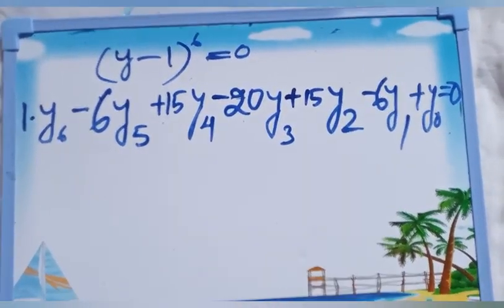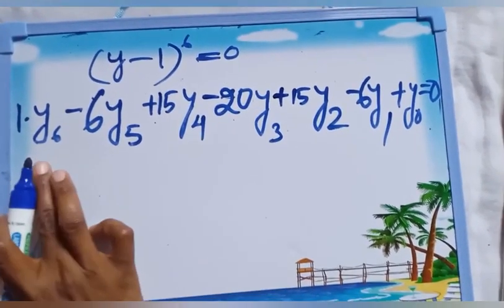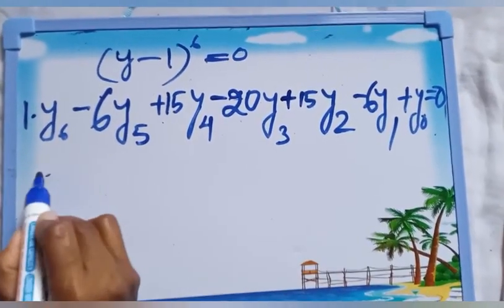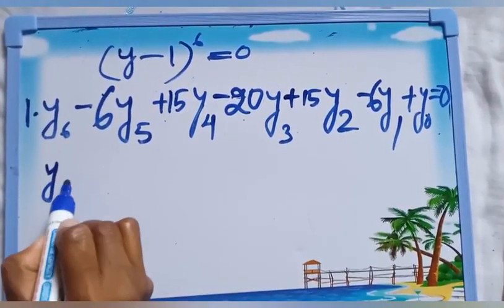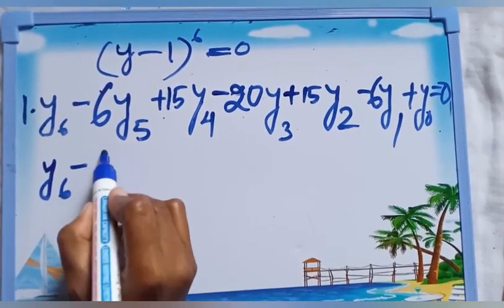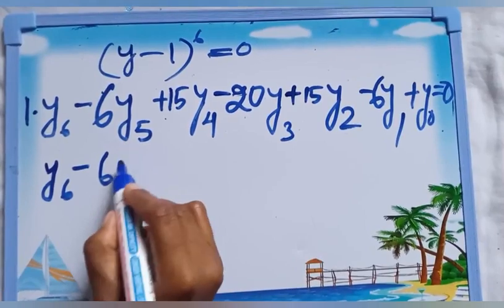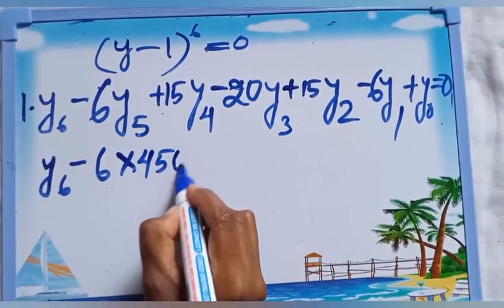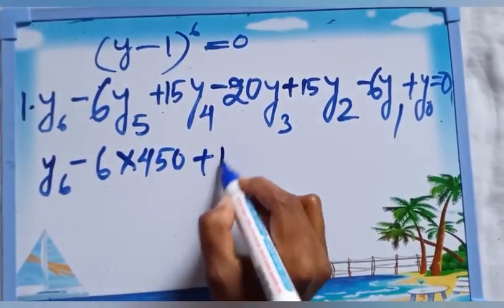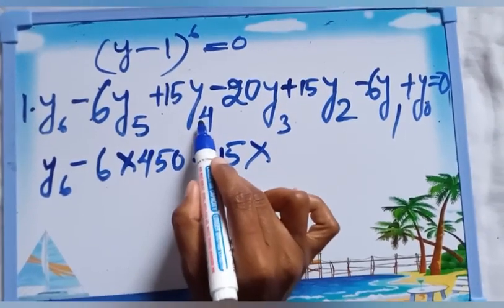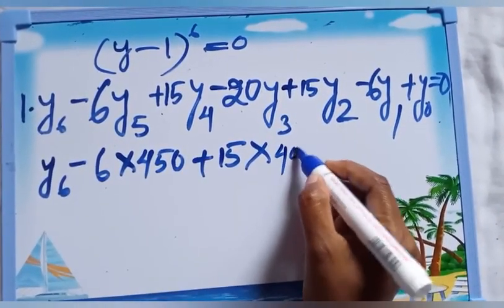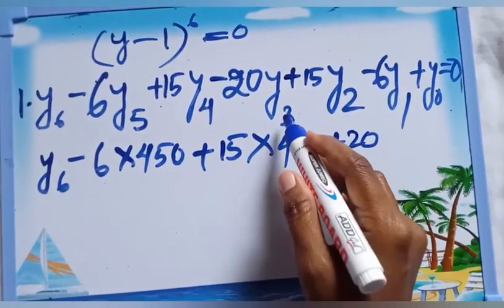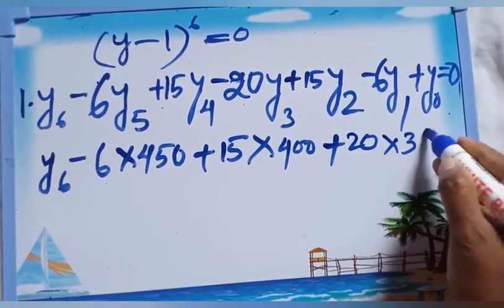Okay, now what do we have to do? We know the y6 value they didn't mention; one number was missing, there was no value for y6. For that we write y6 as it is. Then minus 6, y5 value: you can check in the question, they gave 450. Plus the next 15, write that 15. For y4 the value they gave is 400. Next you have to see this one, 20, and the y3 value is 360.